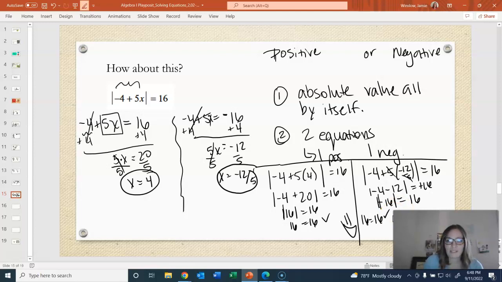So that's it. Big old smiley face. You have two possible answers because what is on the inside of the absolute value bars can be positive or it can be negative. The inside of the absolute value bar, sorry, not parentheses.